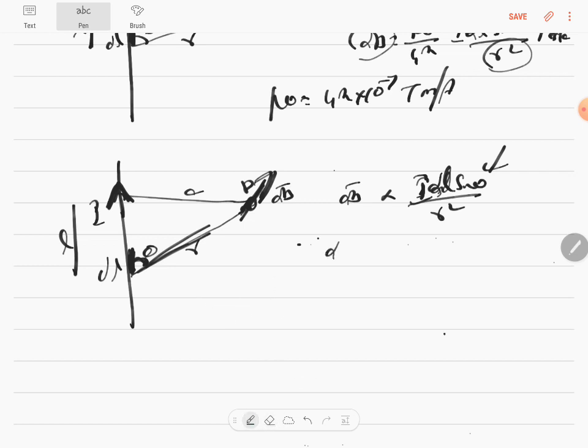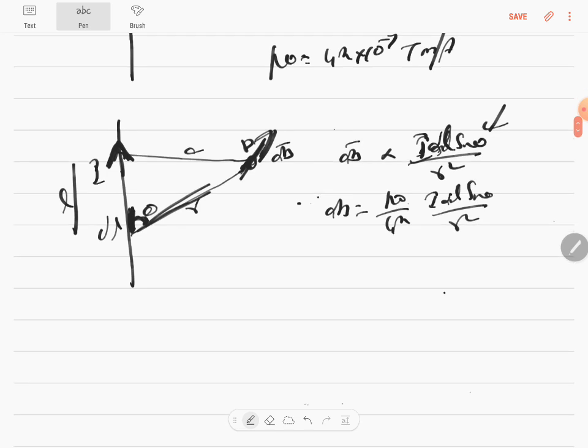of the distance between them, where dB is equal to mu naught by 4 pi into I dl sine theta by r square, where mu naught itself is known as permeability, which is 4 pi into 10 to the power minus 7 Tesla meter per ampere.